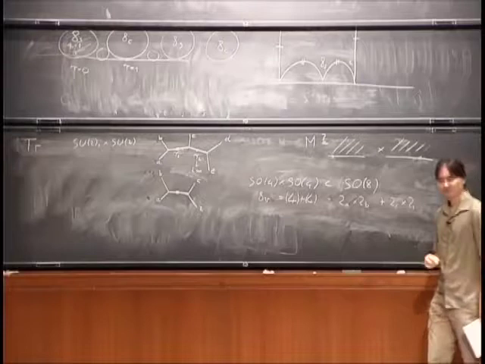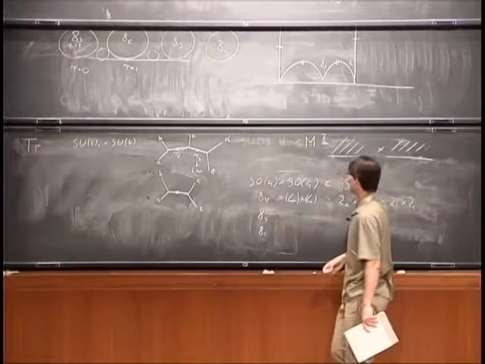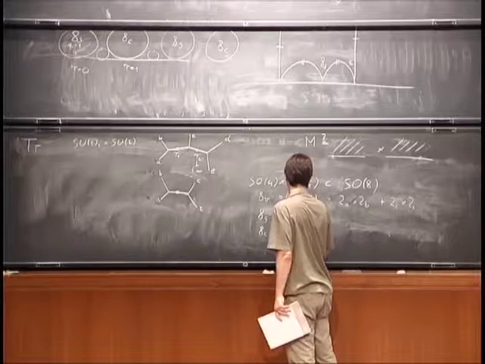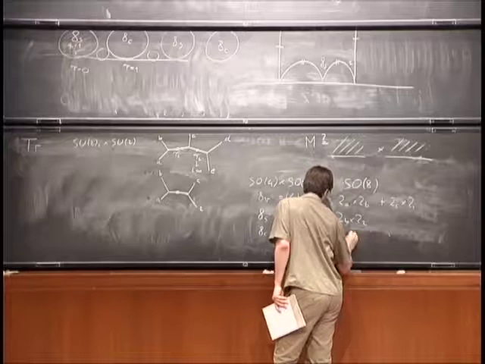Now, what happens if I apply triality? I'm exchanging 8V with, say, 8S or 8C. What is a spinor of SO8? A spinor of SO8 is the product of two spinors of SO4 with a projection on positive chirality. And it's a simple exercise to show that it looks like this. Okay?